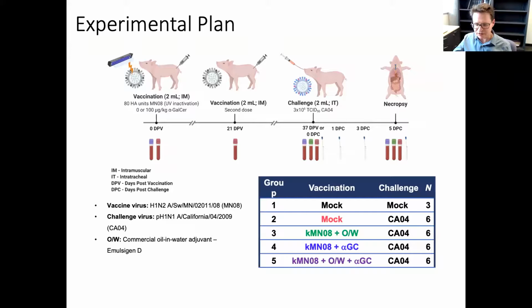So this is a study we performed, another vaccine study. In this study, pigs were vaccinated 3 weeks apart. And this time we used an H1N2 virus, Minnesota 08. And this was adjuvanted with a commercial oil and water adjuvant, or we adjuvanted with our alpha-galsa, or the pigs got a combination of oil and water and alpha-galsa. And then we challenged the pigs with a heterologous virus. Again, we used the pandemic H1N1 virus, strain California 04. We don't have a treatment group without oil and water because an adjuvant is absolutely critical for the development of VAERD.